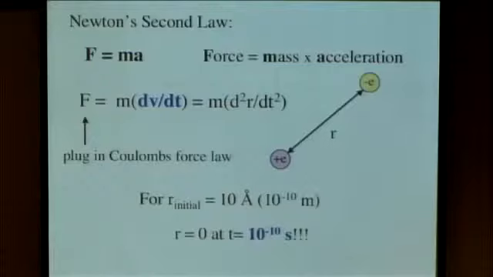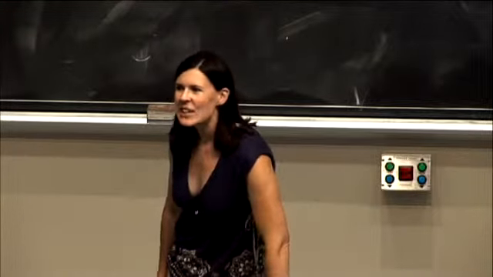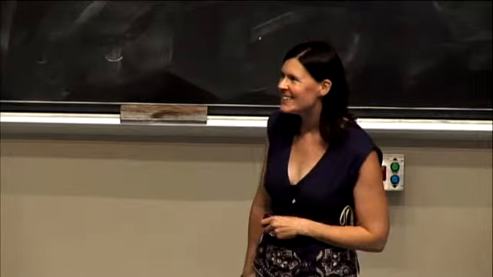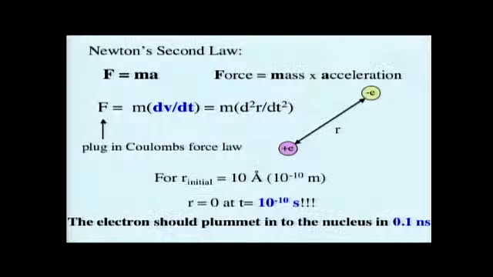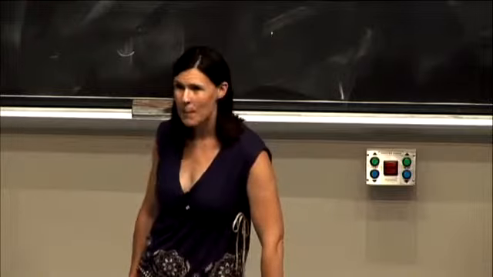And what we find out is that r actually goes to 0 at a time that's equal to 10 to the negative 10 seconds. So let's think qualitatively for a second about what that means, or what the real meaning of that is. What that is telling us is that according to Newtonian mechanics and Coulomb's force law, the electron should actually plummet into the nucleus in 0.1 nanoseconds. So we have a little bit of a problem here.